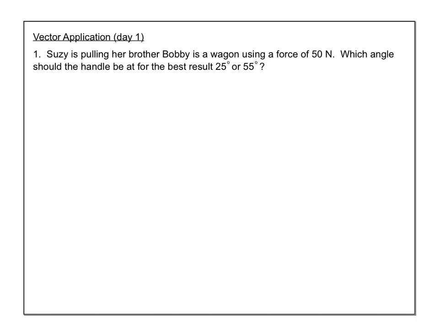The first one says Susie is pulling her brother Bobby in a wagon using a force of 50 newtons. Which angle should the handle be at for the best result, 25 degrees or 55 degrees? So I'm just going to draw both vectors out first, but then we need to think about what this problem is asking us to find.